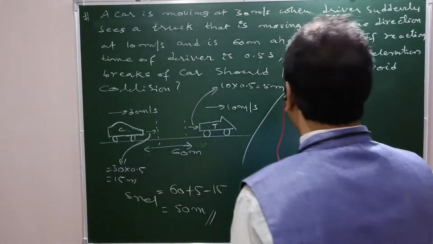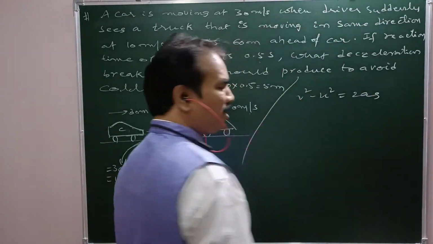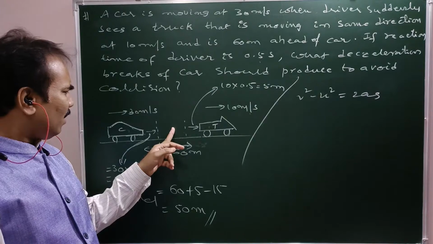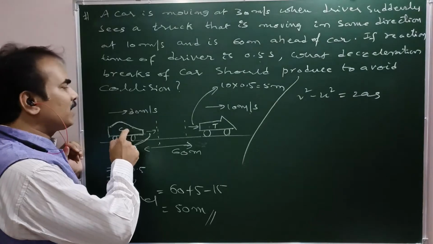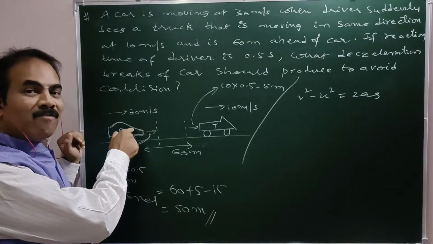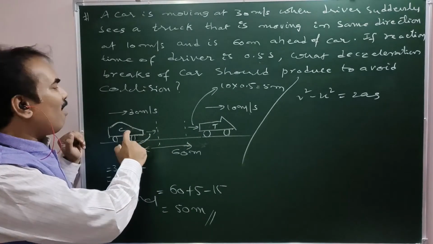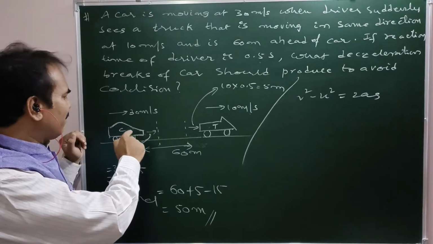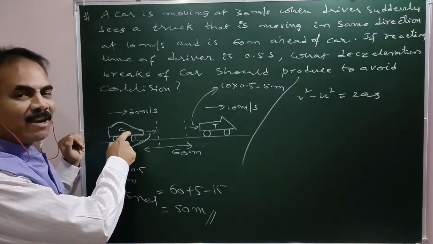So we know that v square minus u square equal to 2as. Suppose the accident is not to occur, which means the final relative velocity of the car with respect to the truck must be 0. Before it comes to a halt, the separation between car and truck must be non-zero.